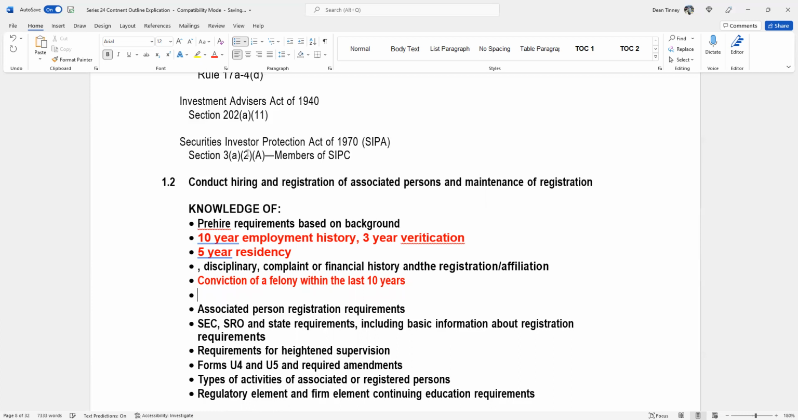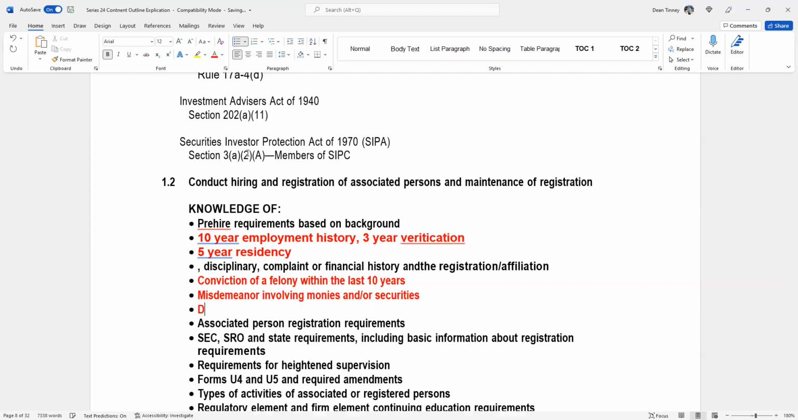Have you had a conviction of a misdemeanor involving money or securities? So please note that a felony is any felony. This one is a misdemeanor involving embezzlement of money or securities. And then, have you ever been denied, suspended, or revoked registration in the past?